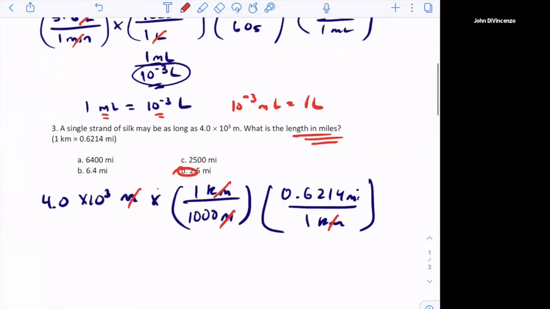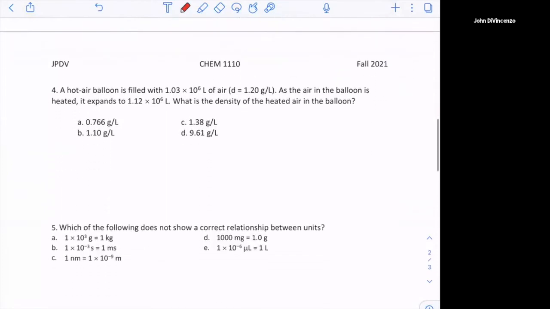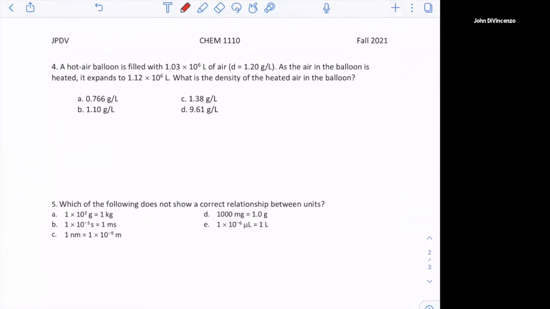Good on this one? A hot air balloon is filled with 1.03 times 10 to the 6 liters of air. Density is 1.20 grams per liter. Air is about 1,000 times less dense than water.